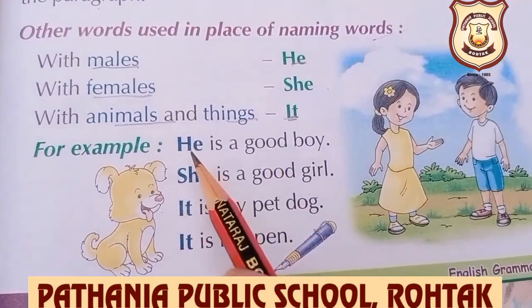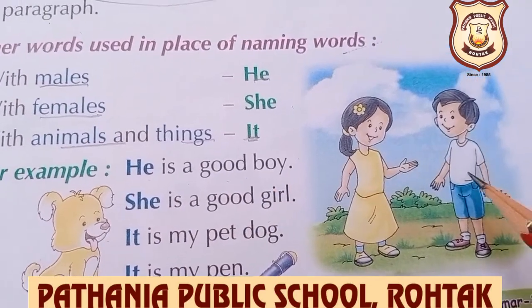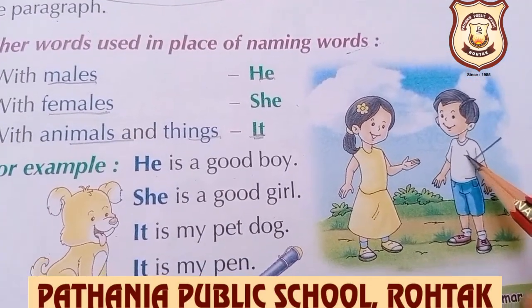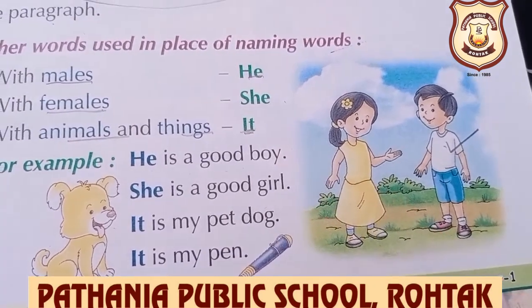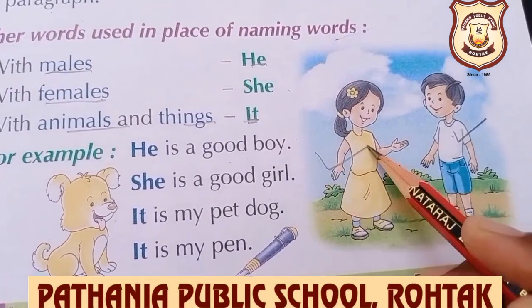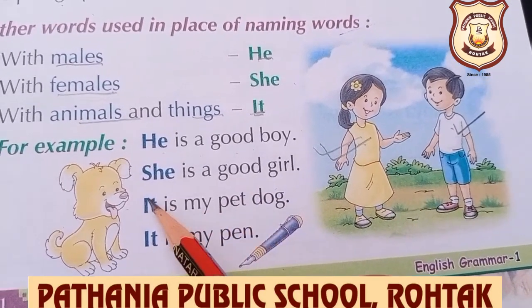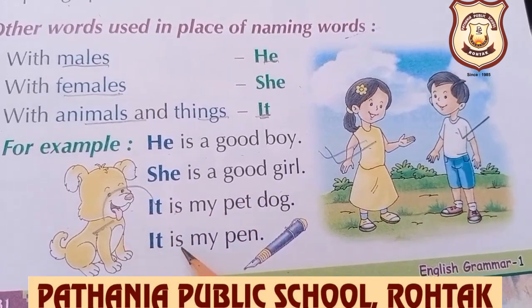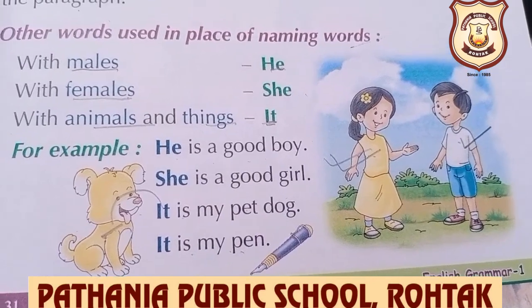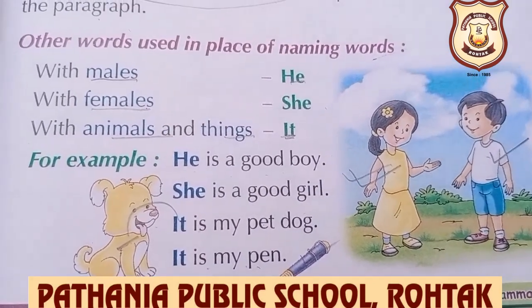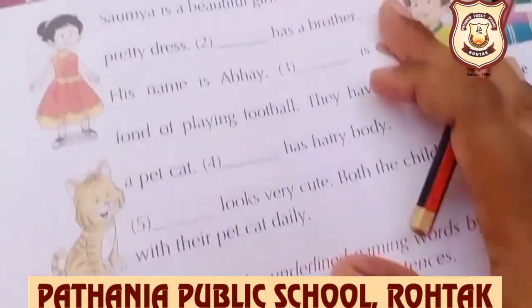For example, he is a good boy. So who is he? Boy. So ये boy है, तो he is a good boy. She is a good girl. Who's the good girl? She. ये girl है, तो ये good girl है. It is my pet dog. It is my pen. Okay. Now come to the next page.